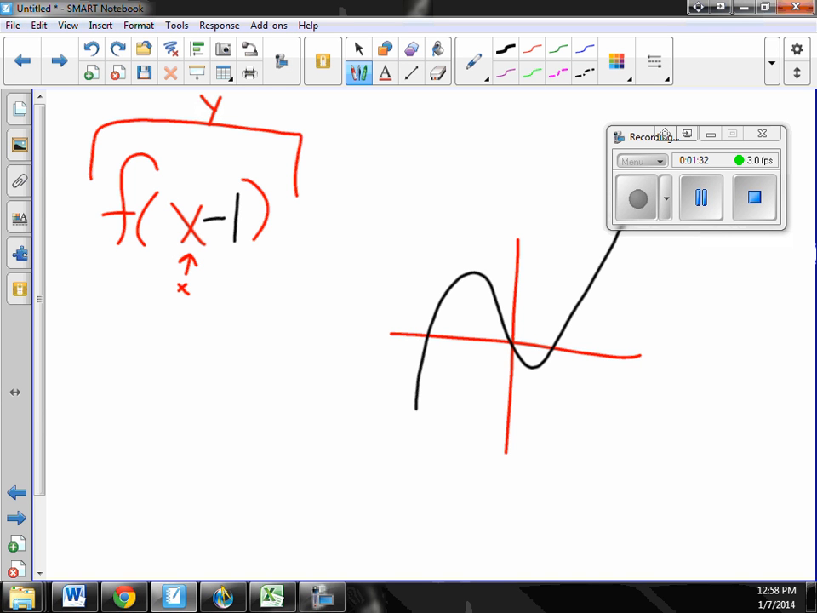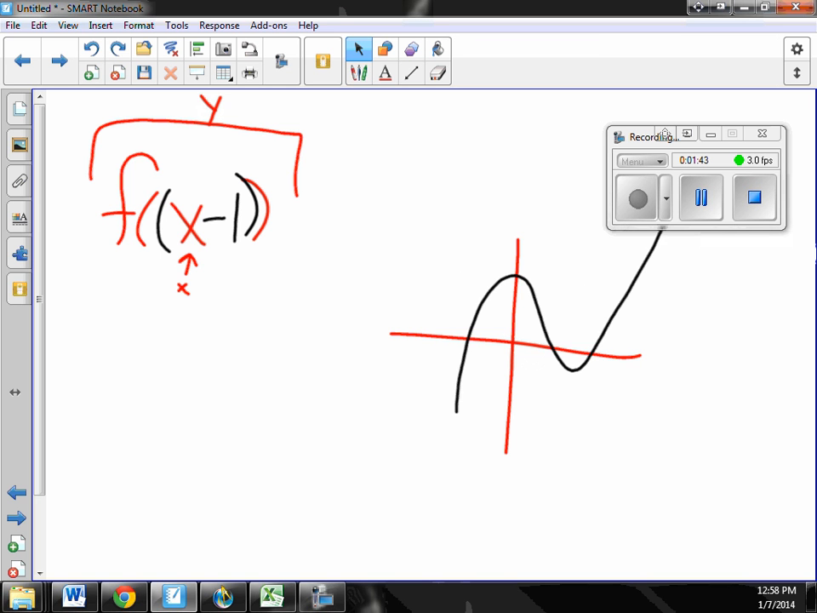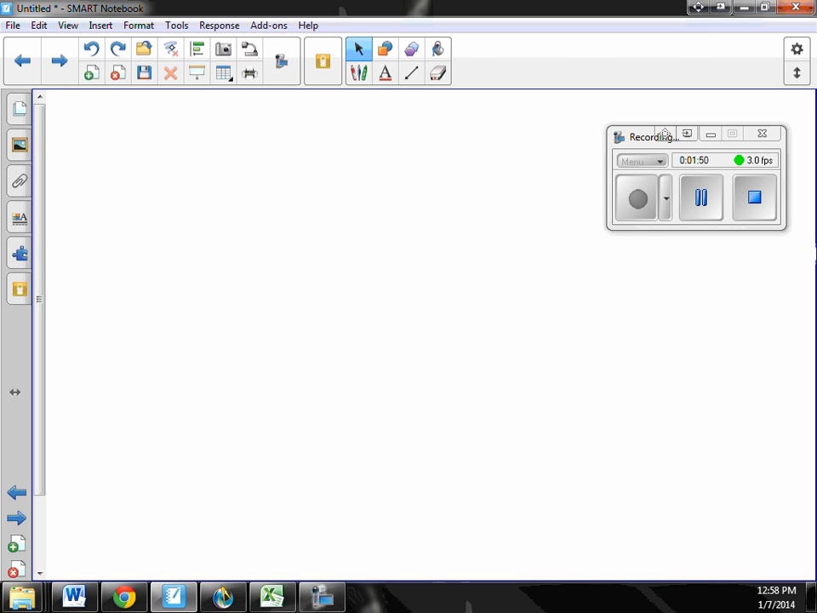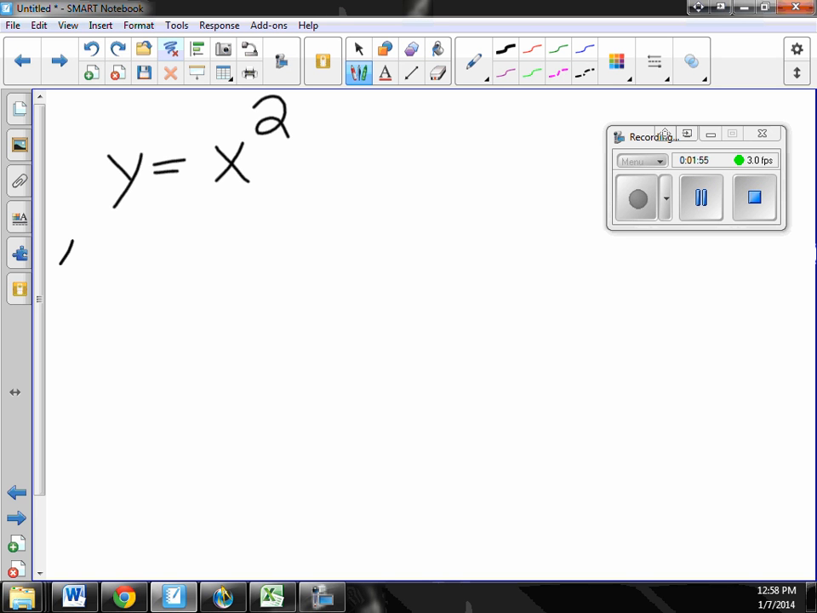Does that make sense? It may or may not, but just remember that anything that happens to the x's is opposite from what you would think. So subtracting 1 would move the graph to the right. Adding 1 on the inside would move the graph to the left. Okay? So if we had a parabola, y equals x squared, and I wanted to move left 2 and down 3, what would that parabola look like?